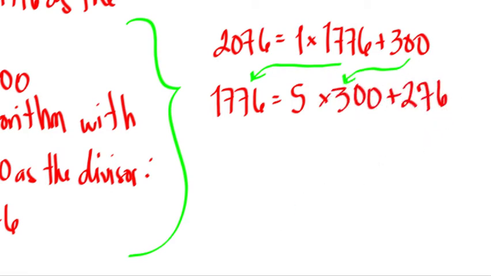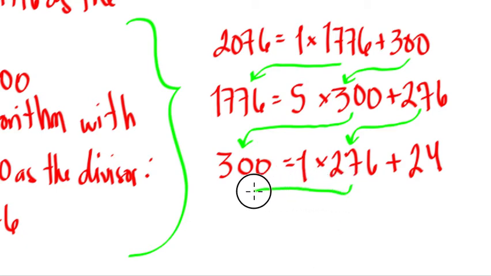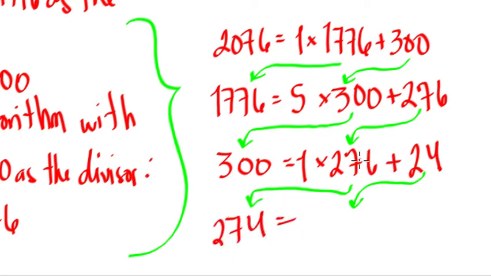Now we continue this process, putting 300 as the dividend and the remainder 276 as the divisor. 300 equals 1 times 276 plus 24. Then 276 is the dividend and 24 is the divisor. How many 24s are there in 276? Clearly more than 10, so let's have 11. Actually it's 11 times 24, the remainder is 12.